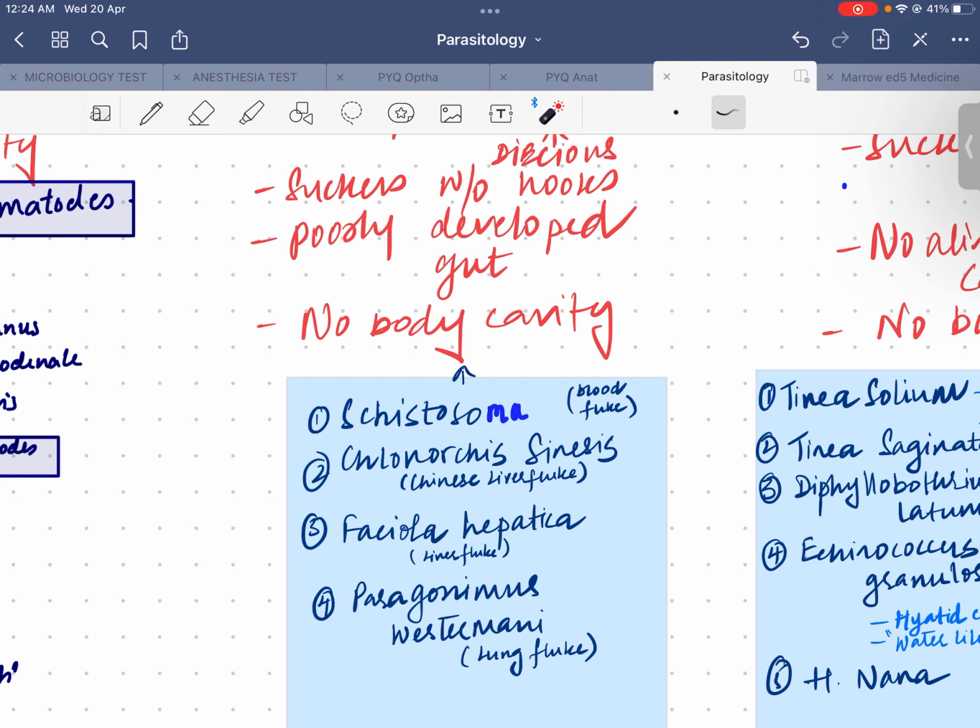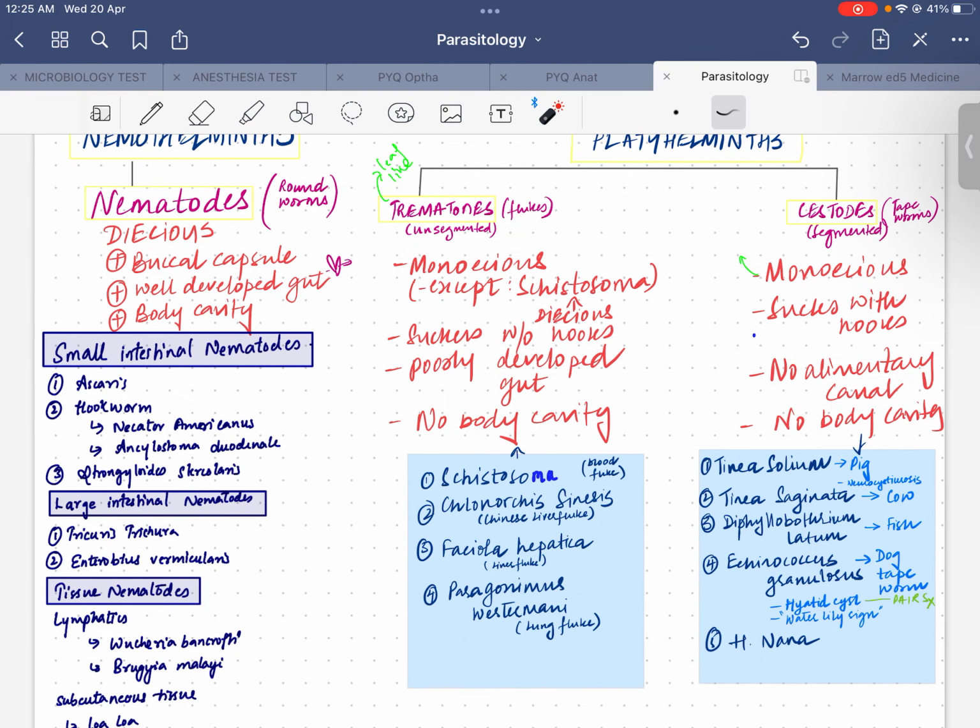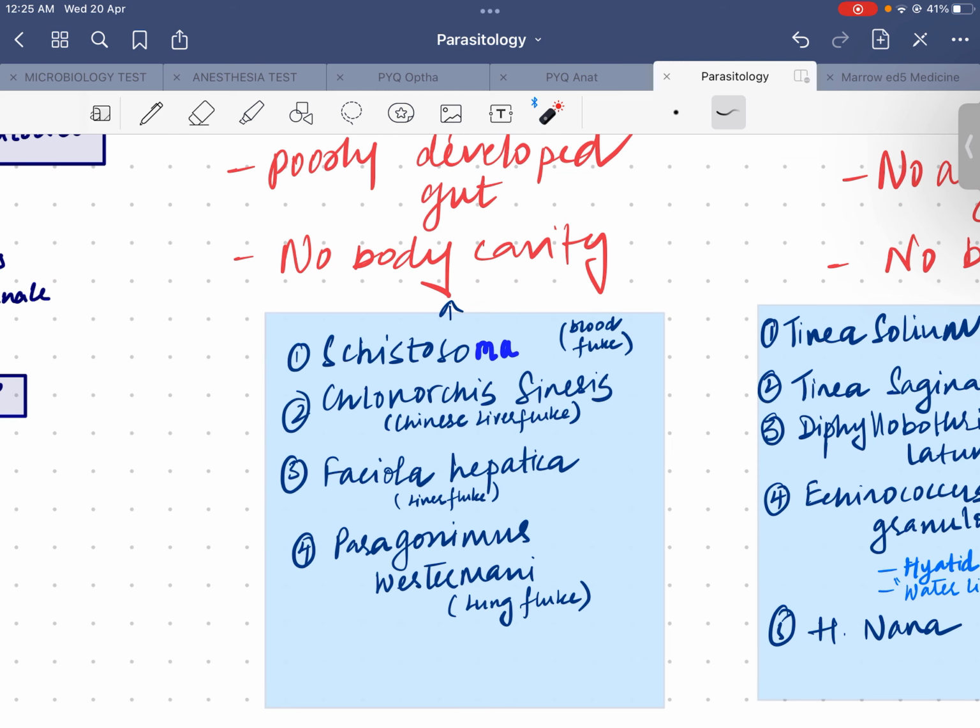Again, schistosoma, Clonorchis sinensis, Fasciola hepatica, Paragonimus westermani, all of them are trematodes. Schistosoma is blood fluke, Clonorchis sinensis is Chinese liver fluke, Fasciola hepatica is liver fluke, Paragonimus westermani is lung fluke. Now, based on the name itself, you'll know where it causes the problem. Where is schistosoma present? It is present in the blood, so it will be present in the venous plexuses. Liver fluke will be in the liver. Fasciola hepatica, again liver. Paragonimus westermani will cause lung related problems.